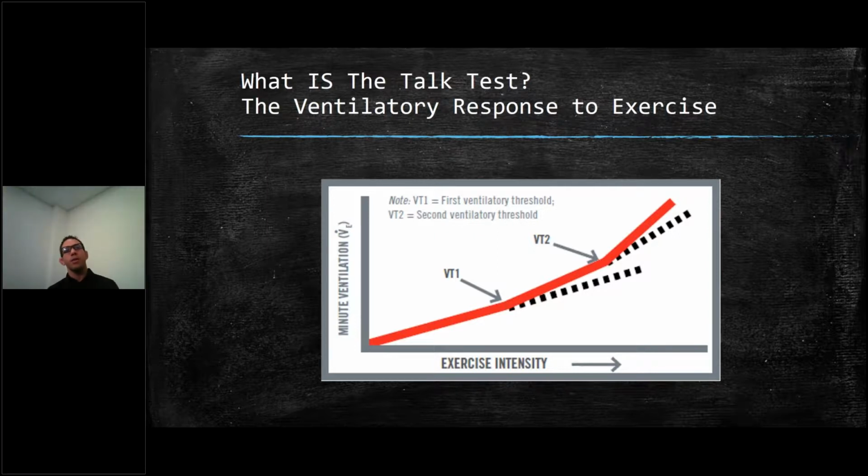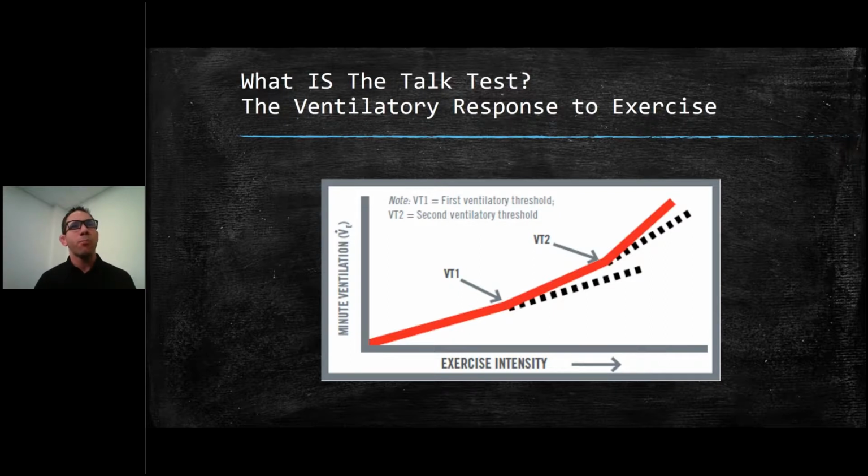In my conversation with him, he described this ventilatory response to exercise and what's occurring. If you look at the image that I included on this slide, it's depicting something we all know or would agree upon: as exercise intensity increases, our breathing increases, right? Our breathing rate, or the amount of air we're taking in, and the frequency at which we're breathing increases. So the talk test is based on the fact that the volume of air going in and out of the lungs increases linearly, or similarly, as exercise intensity increases.